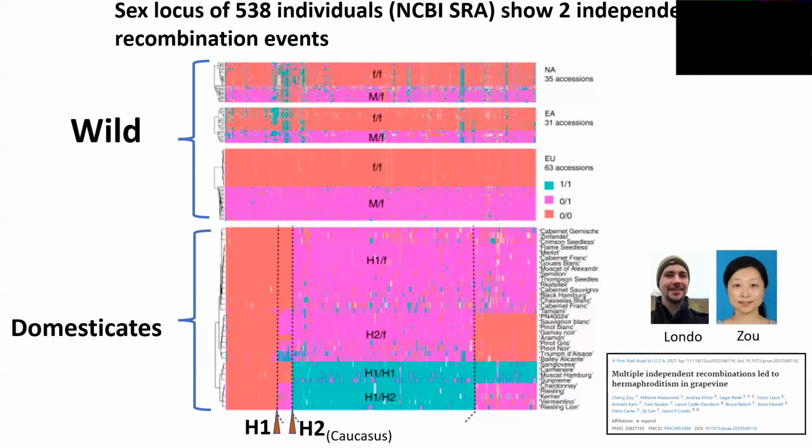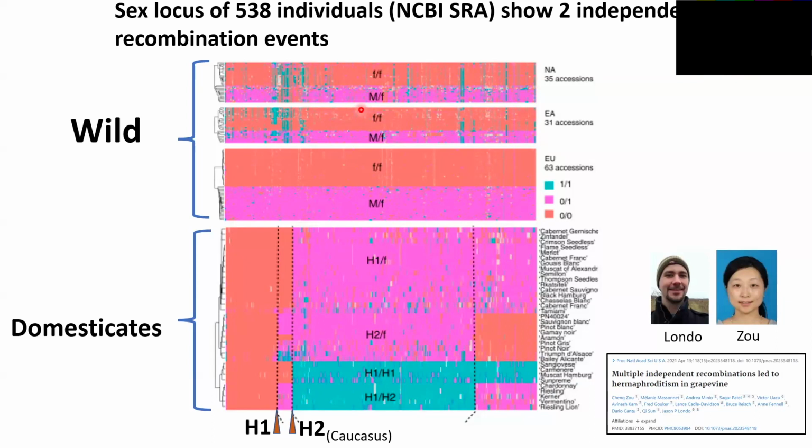haplotypes of the grapes. If you look at the wild grapes, you can only see either homozygous F over F, female over female haplotypes, which give rise to a female plant. Or you could see this purple color, which is male over female, because the male allele is dominant over female. So you get the male flowers. So in the wild grapes, you only see females or males, in terms of genotype, F over F or M over F.